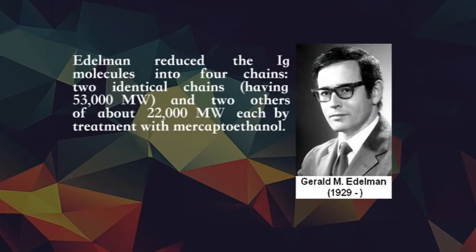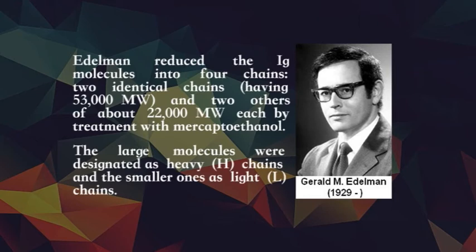Edelman reduced the IgG molecule into 4 chains, 2 identical chains having 53,000 molecular weight and 2 others of about 22,000 molecular weight, by treatment with mercaptoethanol. The larger molecules were designated as heavy chains and the smaller ones as light chains.